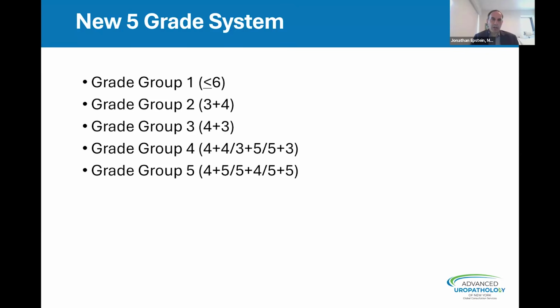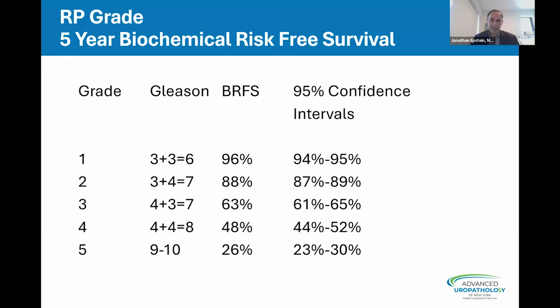So in 2013, we came up with a more patient-centric grade group system, where you break grades into 5 groups. Grade group 1 is the best grade, most indolent. Grade group 5, the worst, most aggressive. Grade group 1 is less than or equal to 6. So anything from a 1 plus 1 equals 2 to a 3 plus 3 would all be grade group 1. Grade group 2 is 3 plus 4. Grade group 3, 4 plus 3. Grade group 4 is Gleason 8, and grade group 5 is 9 through 10. And that was based on data.